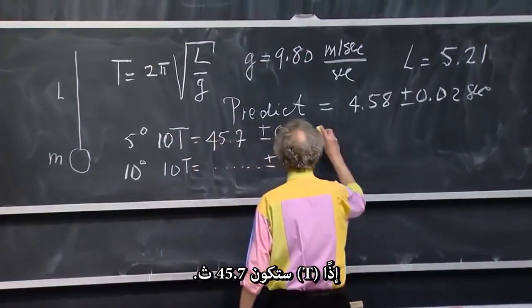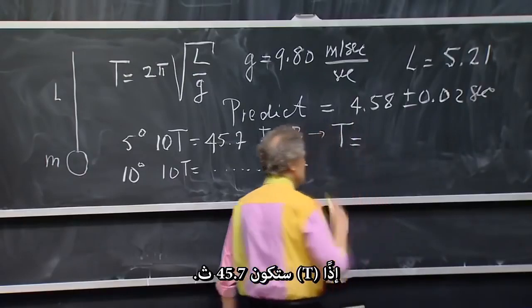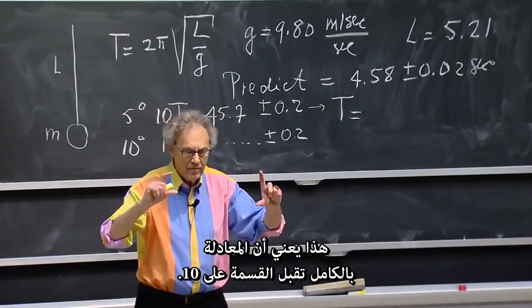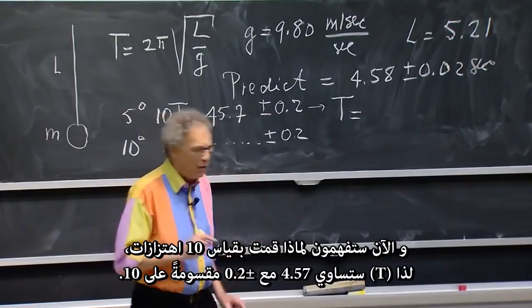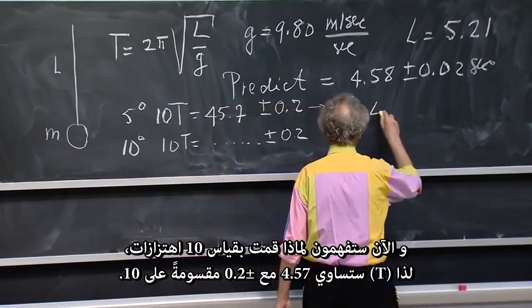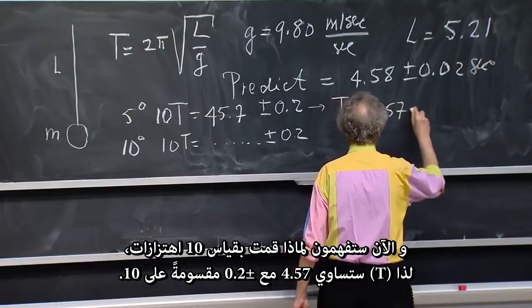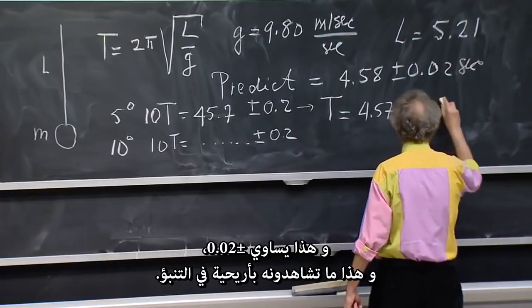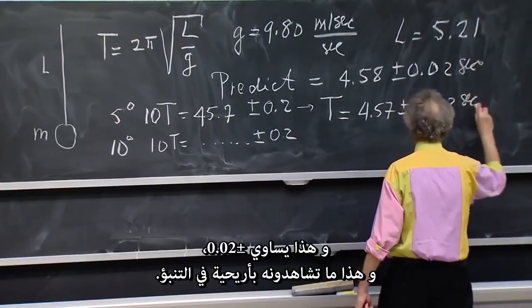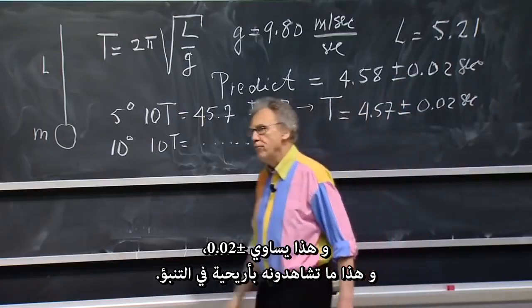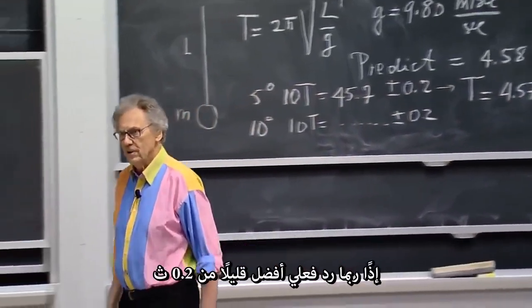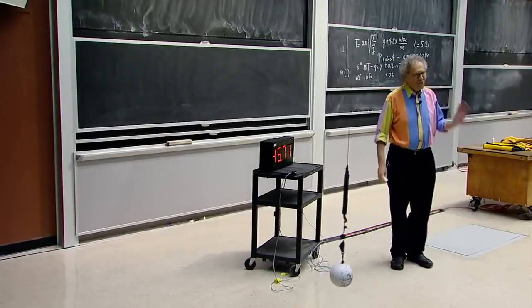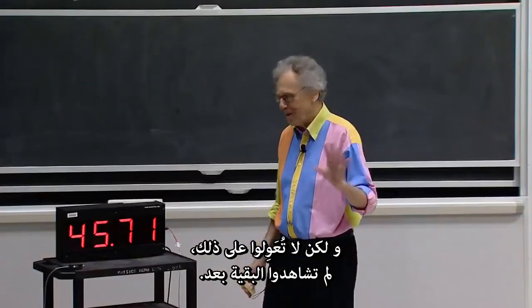4.57, so that becomes that 10t. That means this whole equation now has to be divided by 10. And now you will see why I measure 10 oscillations. So t is going to be 4.57 plus or minus 0.2 divided by 10. That is plus or minus 0.02 seconds. And you see, comfortably within the prediction. So maybe my reaction time is a little better than 0.2 of a second. Don't count on it because you haven't seen the rest yet.